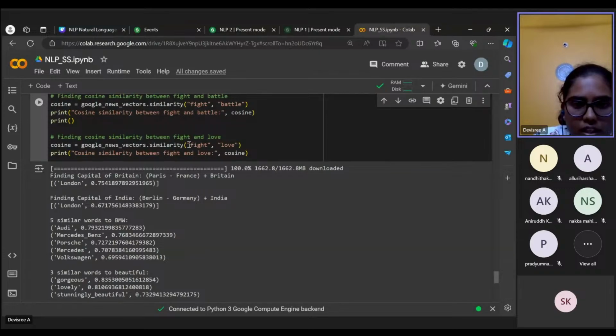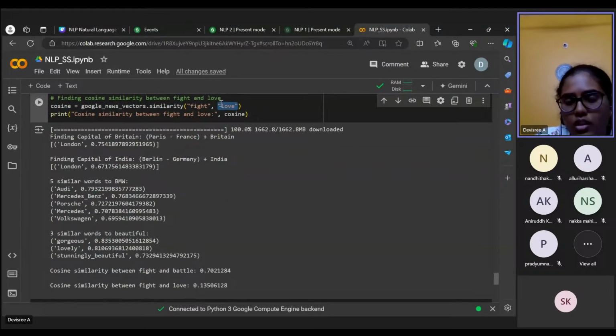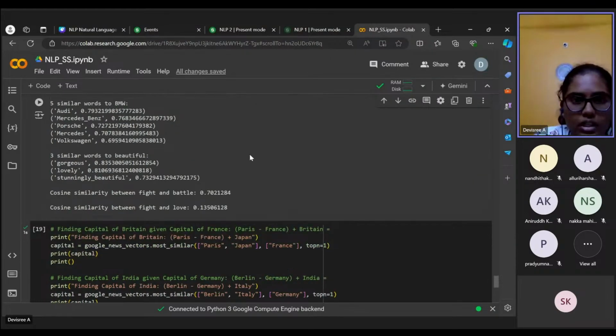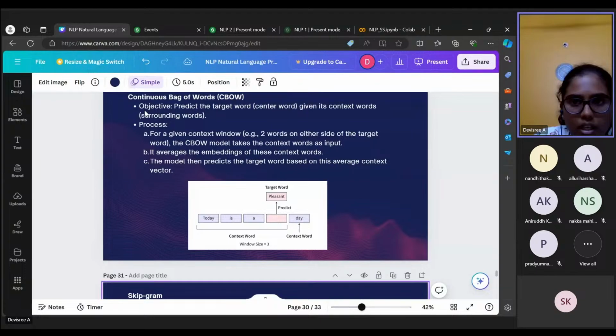Whereas for words such as fight and love, they're opposites of each other. They're antonyms. So you can see here its cosine value is much lesser, which indicates that they are placed far away from each other. Okay, so that's it. We're done with NLP basics.